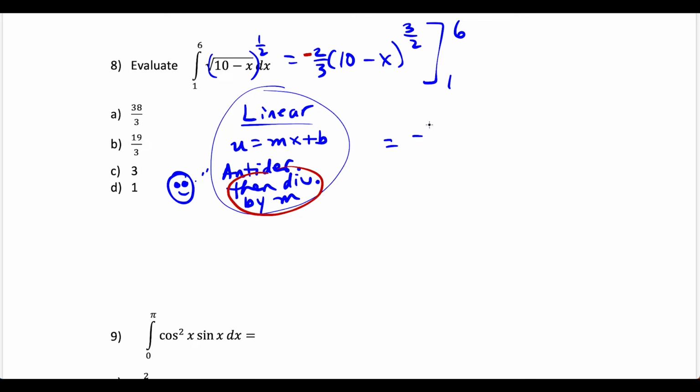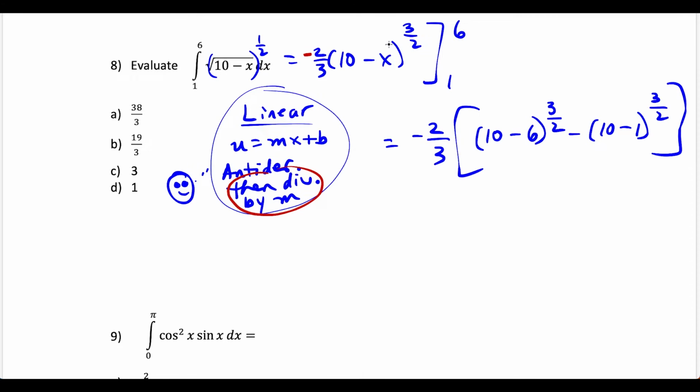So now we just simplify this. I like to write my constant in front, so I have -2/3 in front. Now I have 10 minus 6 to the 3/2 power minus, and when we plug in 1, we're going to have 10 minus 1 to the 3/2 power. So now we just have to be able to evaluate these expressions, no calculator. Just know this is the power over the root.